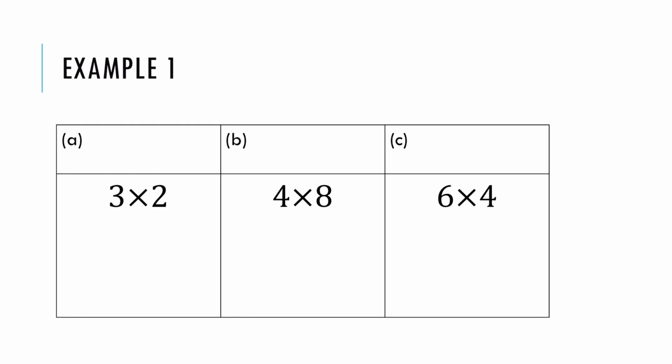3 times 2, they are both positive numbers and the answer is positive 6. 4 times 8, again both positive numbers, the answer is positive 32. And 6 times 4, the answer is positive 24.